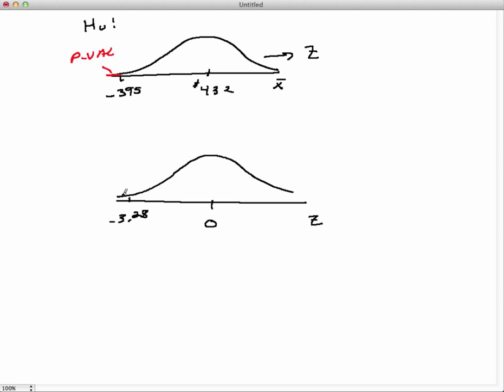So this area to the left of -3.28 is also exactly the same thing as what we would have calculated up in the distribution of the null. In other words, these two numbers are going to be the same, all right? So it is up to you how you calculate it, but in either case, we're going to be using p-norm.